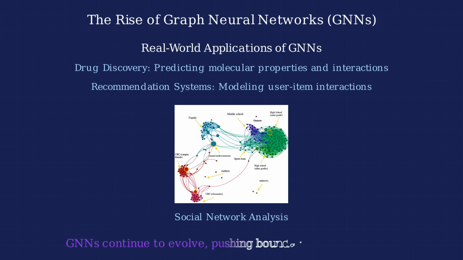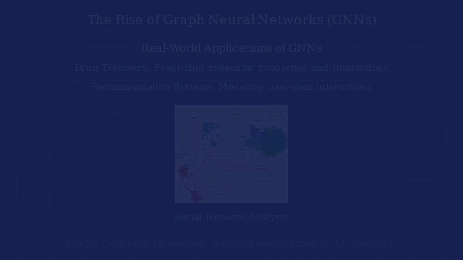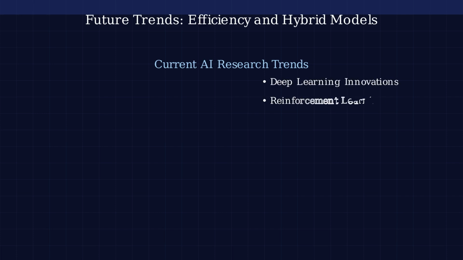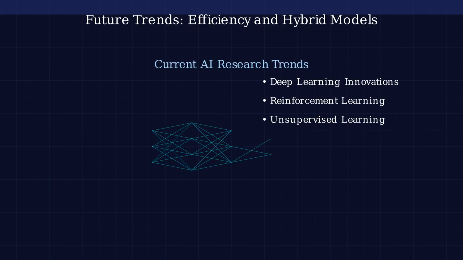As graph neural networks continue to evolve, they're pushing the boundaries of what's possible in AI research, enabling us to solve increasingly complex problems involving relational data. Neural networks continue to evolve rapidly, with research focusing on several key trends. Current AI research is advancing in several directions, with innovations in deep learning, reinforcement learning, and unsupervised learning. These innovations are pushing the boundaries of what neural networks can achieve, making them more capable and versatile.